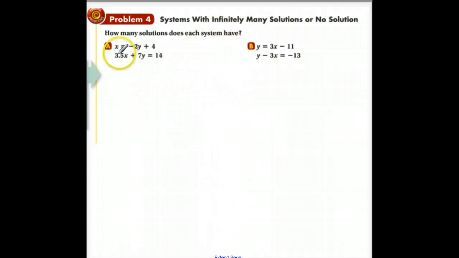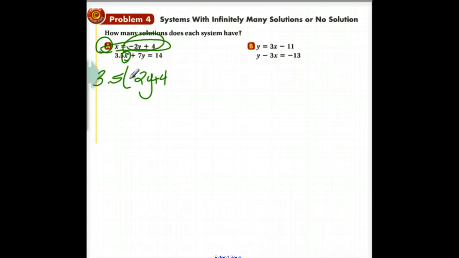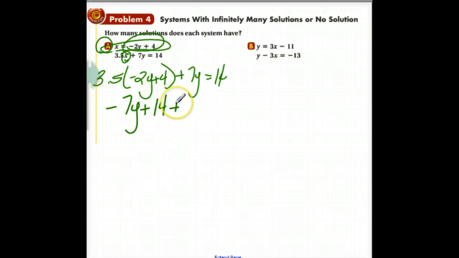So just looking at A. All right, looks like this equation is already set equal to a variable, x equals something, so I can plug it right in. Wherever I see x, I'm putting in what x equals. Negative 2y plus 4 plus 7y equals 14. When I do the simplifying, negative 7y plus 14 plus 7y equals 14.